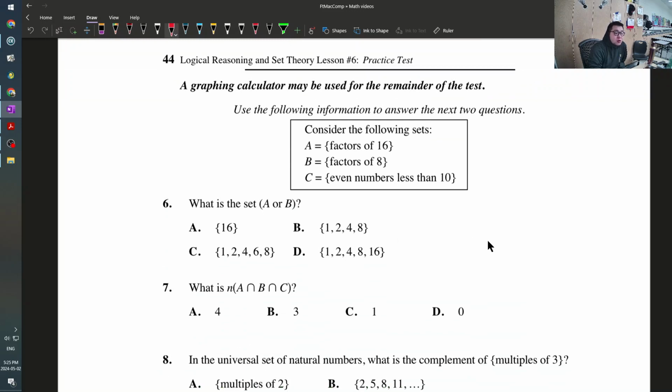Okay, so A or B means A union B, okay? So what are the factors of 16? It is 1, 2, 4, 8, 16. What are the factors of 8? 1, 2, 4, 8. Okay, what is A or B? Well, 1, 2, 4, 8, 16. So 6 is D.